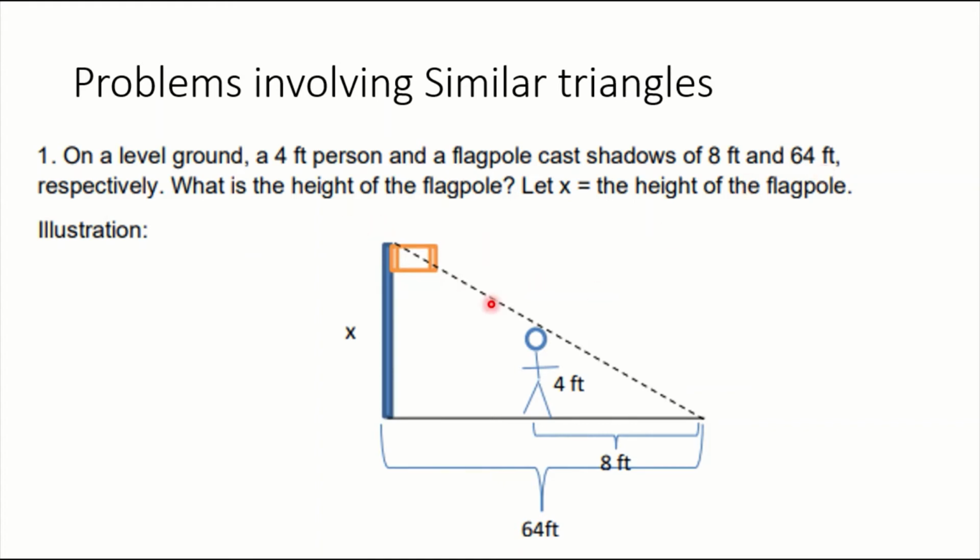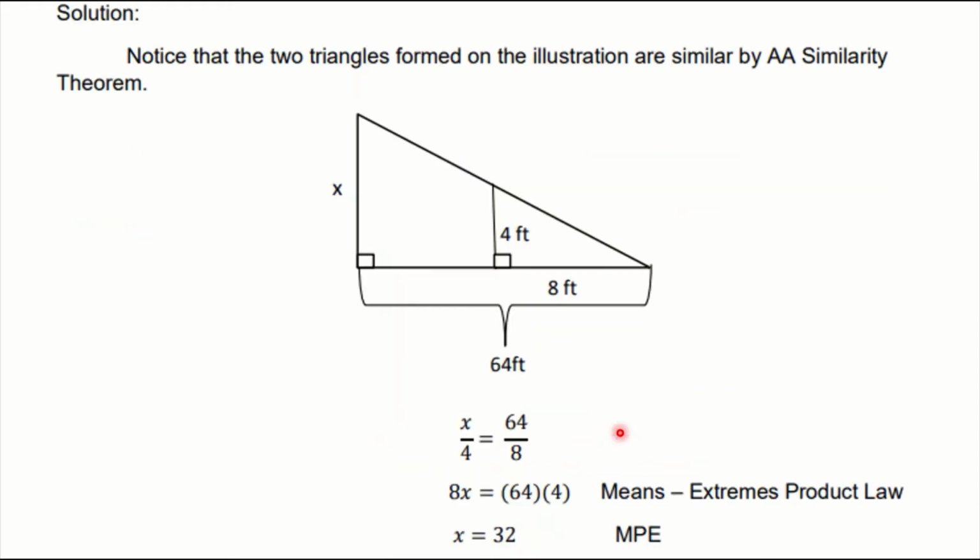So, how are we going to get the answer? If the person is 4 feet, the flagpole is x, the shadow of the person is 8 feet, and the flagpole's shadow is 64 feet. As you can remember, we have a formula given in the previous discussion, which is base 1 over base 2 is equal to whole right over upper right. If you remember. Okay? You can use that formula as the proportion.